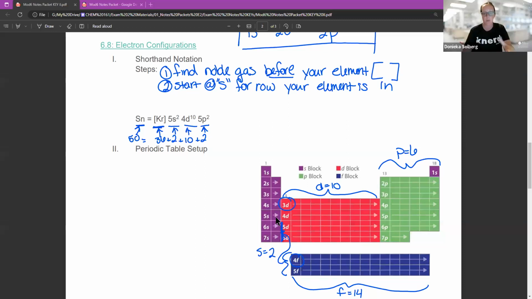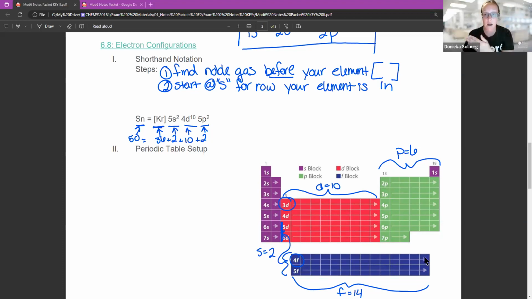So if you want to label your periodic table like this, as long as you remember that S starts at 1, P starts at 2, D starts at 3, and then F, the other one, starts at 4, you will be able to get it in the correct order every time. Now, we don't really talk about the F block that often.